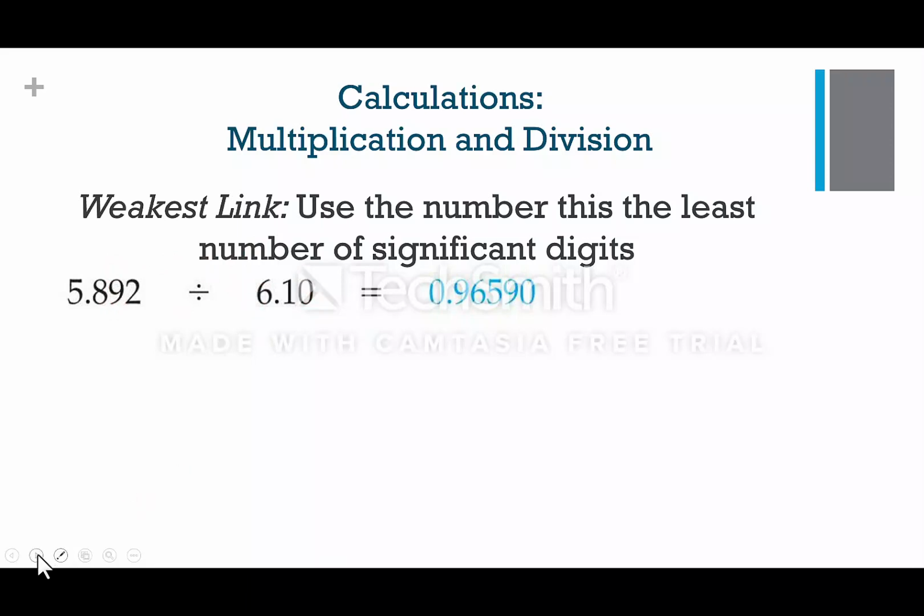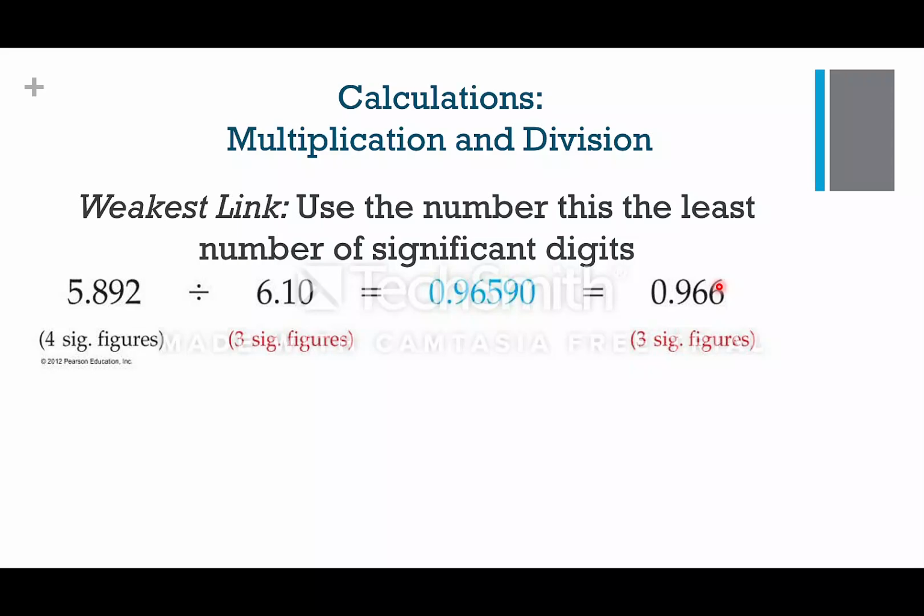I plug these 2 numbers into my calculator, and this is what my not so smart calculator spits out: a ridiculously big number. This number, however, is going to be limited to 3 sig figs. I can only report 3 digits that are significant. So the number that I will report is 0.966. If you write down 0.965, that is fine too. Just know that you can only report the 3.